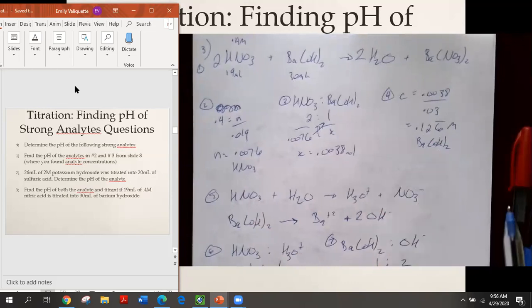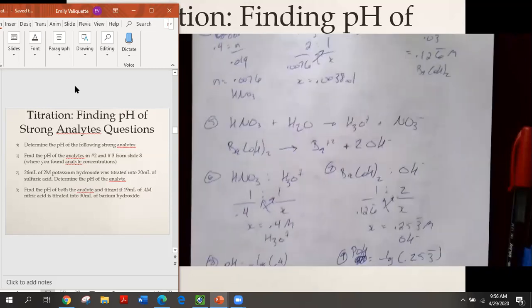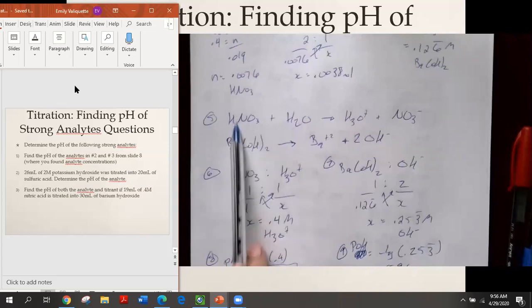Then because it's asking for the pH of both the titrant and the analyte, we are going to ionize our acid and dissociate our base and then make sure they're both balanced. The first one's already balanced. The second one, you have to put a 2 in front of the hydroxide. Then we are going to use those reactions to create mole ratios.